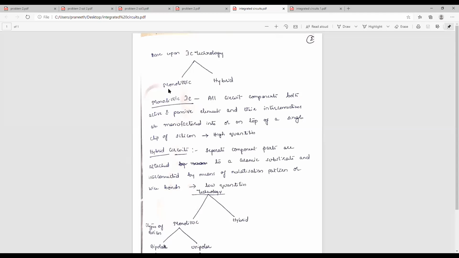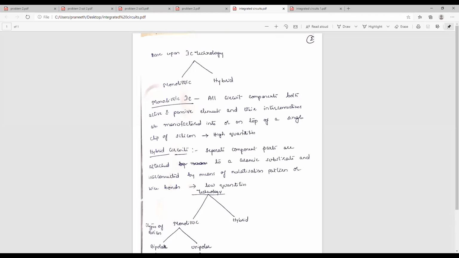Have you understood the difference? Monolithic is where each and every circuit will be fabricated on a single chip, a single substrate of silicon. Hybrid circuits might be a combination of two separate substrates. You build one circuit on one substrate and the other on the other substrate, and you combine them, based upon the application or the need that you have. Such types of circuits are known as hybrid circuits.